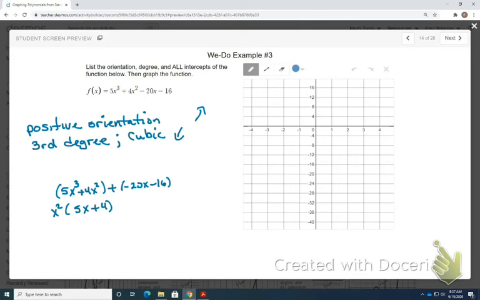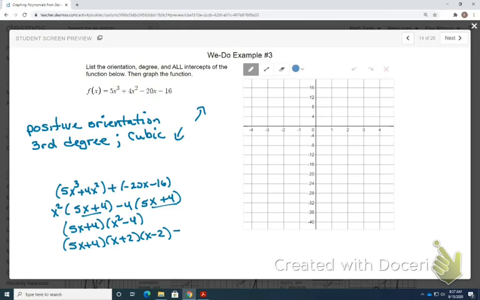Second parentheses, I have a common factor of -4. And if I divide both terms by -4, I'm left with 5x plus 4. So I have a common factor of 5x plus 4. And my other factor is x squared minus 4, which is the difference of squares. So I could continue factoring that. So I'm left with 5x plus 4, x plus 2, x minus 2. And then I'm finding the zeros, so set each factor equal to 0. I'm setting all this equal to 0 actually. Set each factor equal to 0 and solve for x.